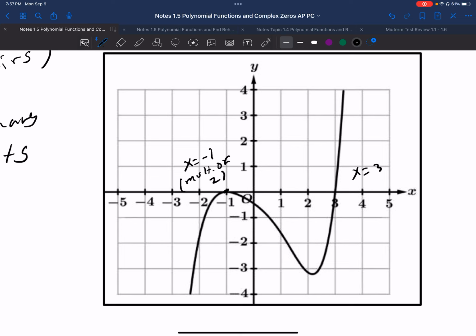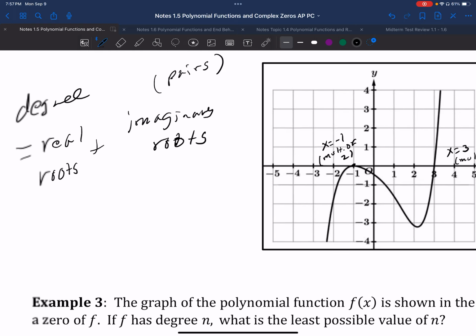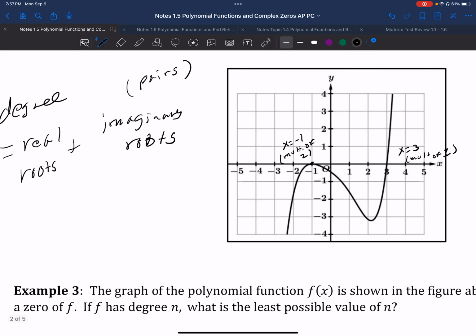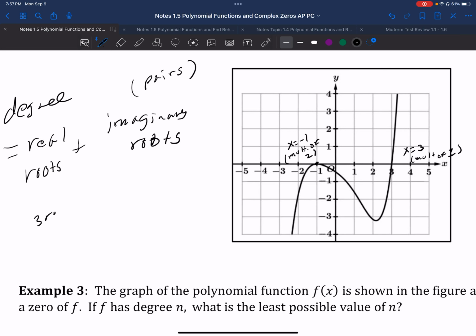Then I look at x equals 3. I see it crossing the x-axis, not changing concavity. So that one will just be a multiplicity of 1. So looking at my equation, for my real roots, I can see a multiplicity of 2 and a multiplicity of 1. So that will be 3 real. Plus, and now we can focus on the imaginary part.